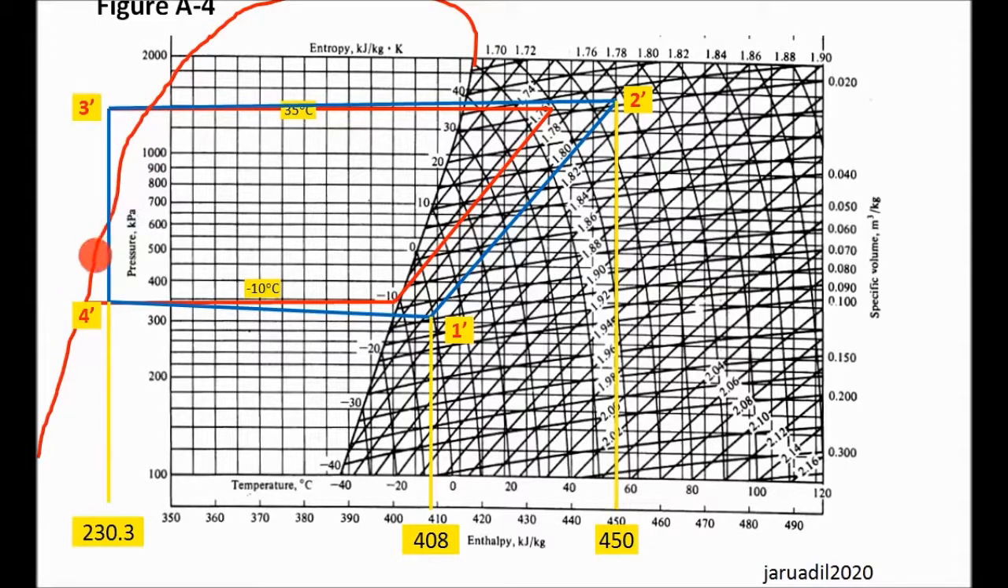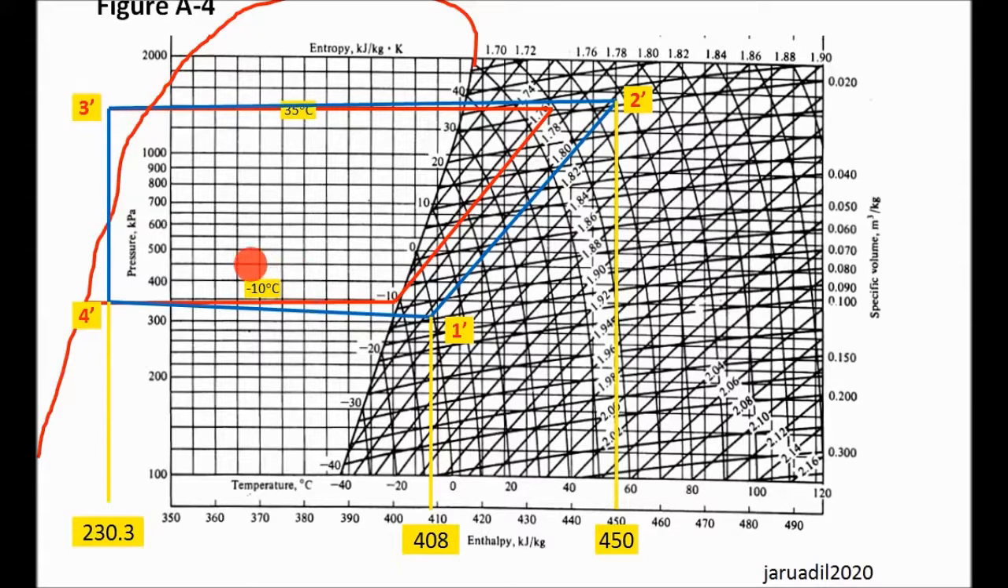Kasi yung mga nandito ay nakukuha naman sa table, yung nasa graph. Ang importante itong nandito sa banda dito, yung mga properties dito sa superheated. So, ito yung A, right? So, yung H3 prime, H4 prime equal to 230.3 as nakuha natin dun sa table, sa HA. So, yung 1, paano naman makuha yung 1 prime? So, di ba sabi dito ay nag-superheat siya?